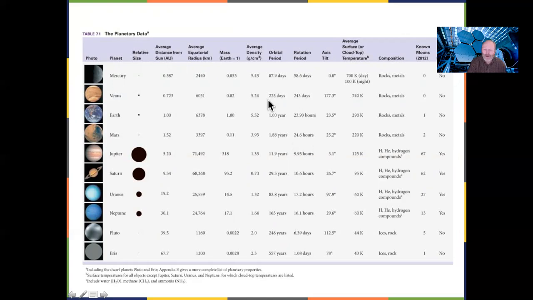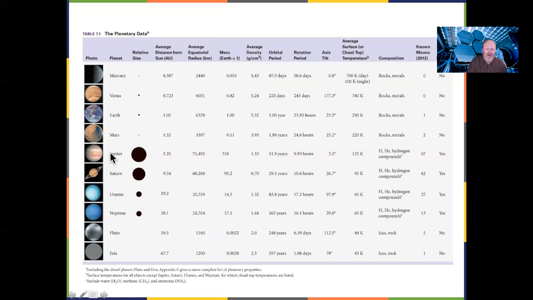But up here, notice this. Orbital period, that's how long a year is. Venus goes around the sun in 225 days, but its rotation period is 243 days. That means a day on Venus is longer than a year on Venus. So that's what I mentioned before when we were looking at Venus.